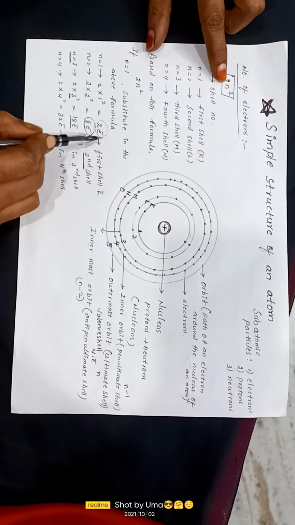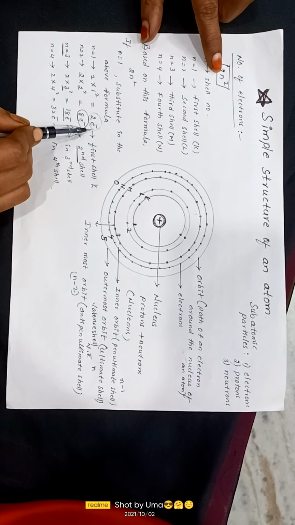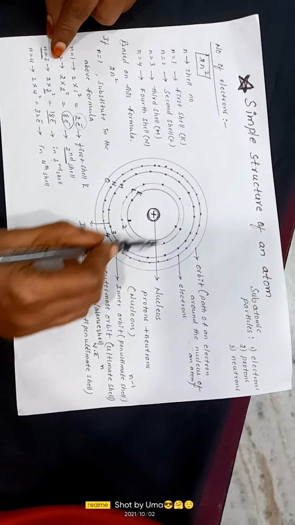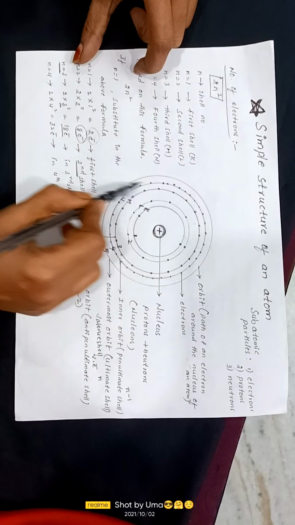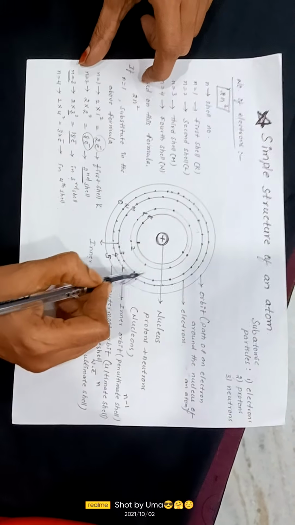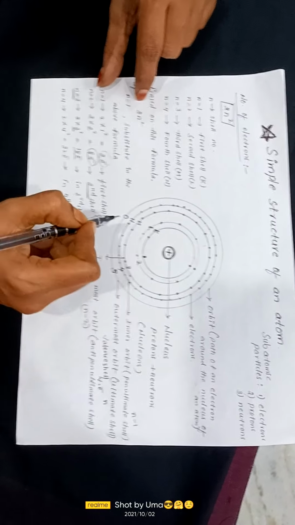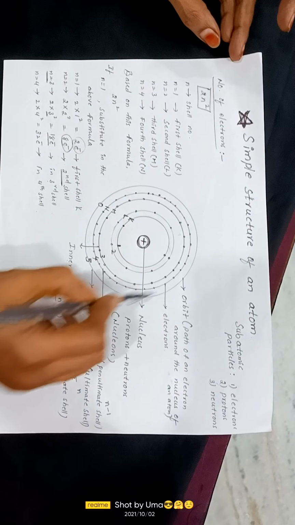That means the maximum capacity of the first shell or K shell is only 2 electrons, the maximum capacity of the second shell is 8 electrons, and the maximum capacity of the third shell is 18 electrons. Whereas the fourth shell contains 32 electrons. That is how we find the number of electrons in an orbit, children.